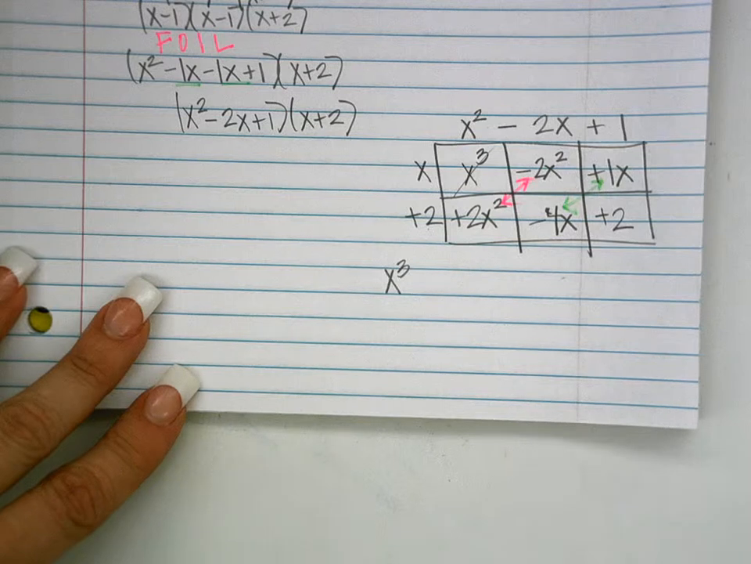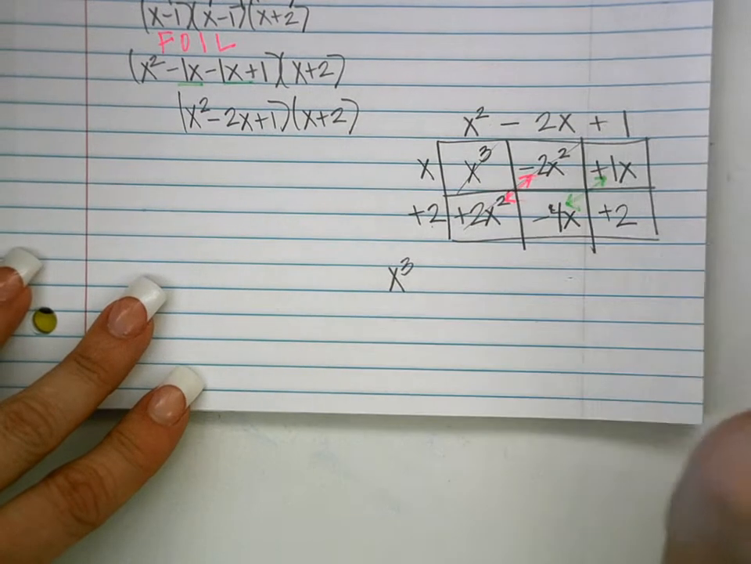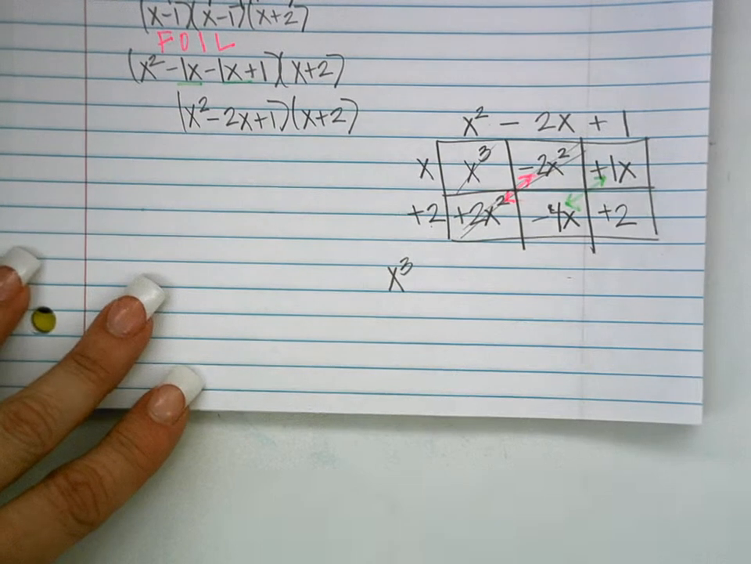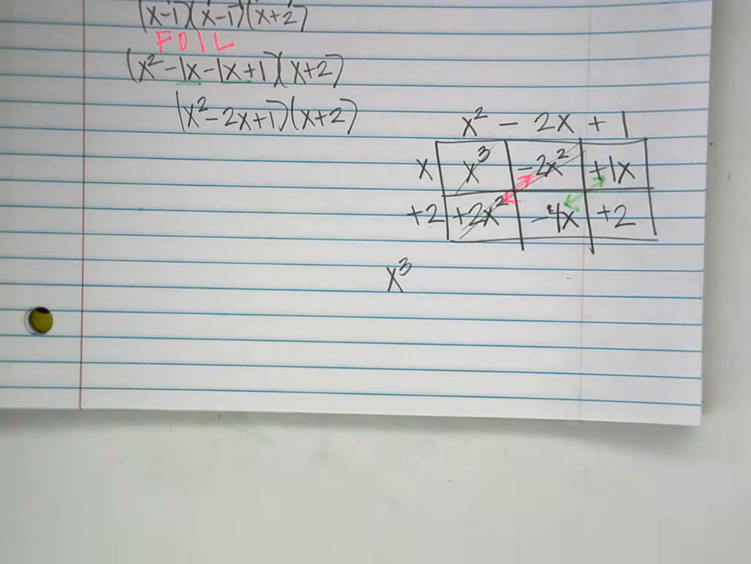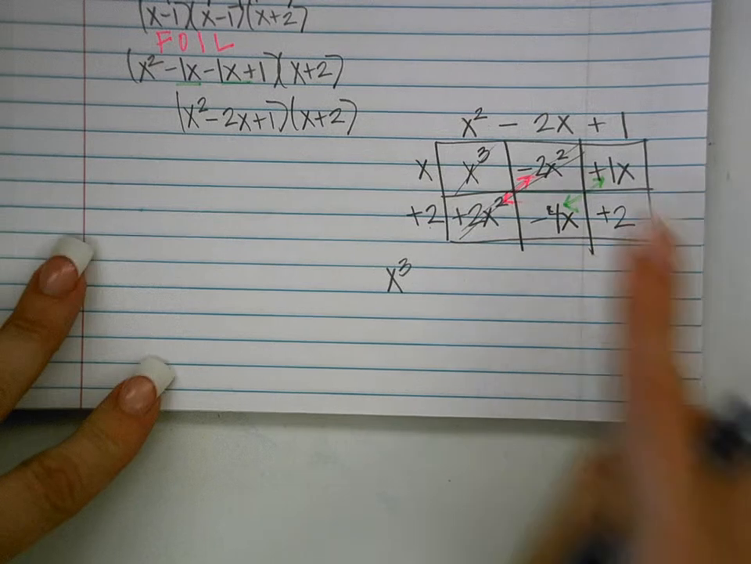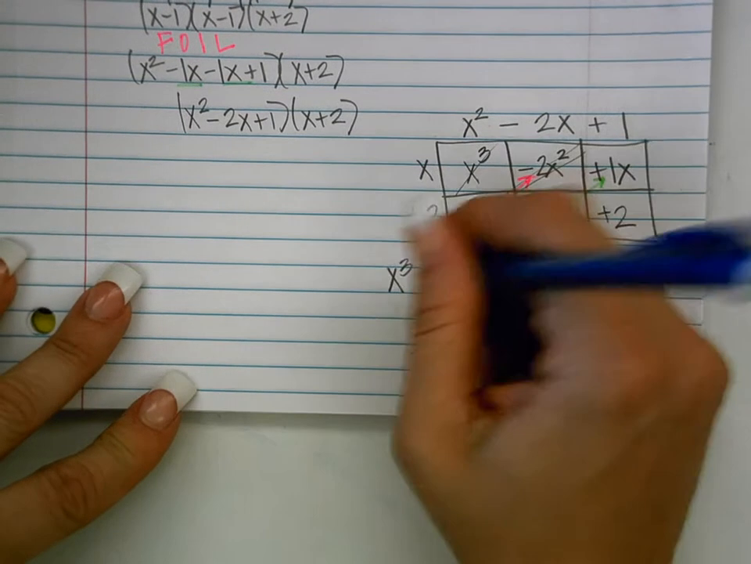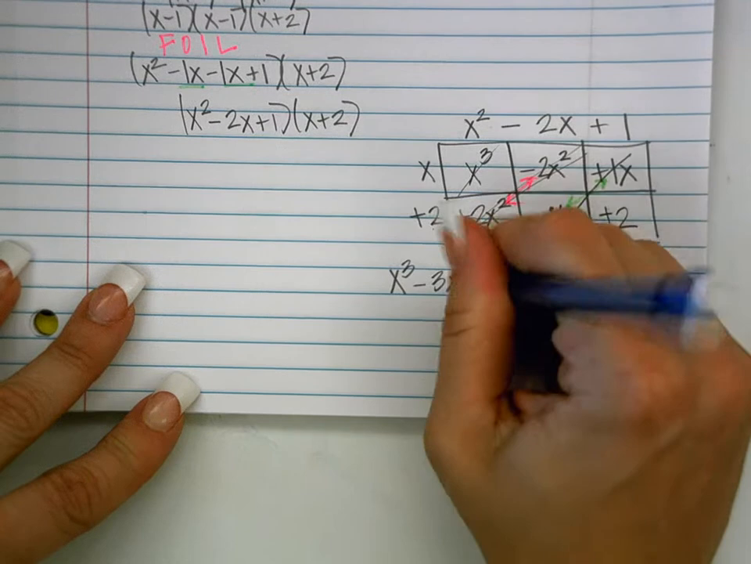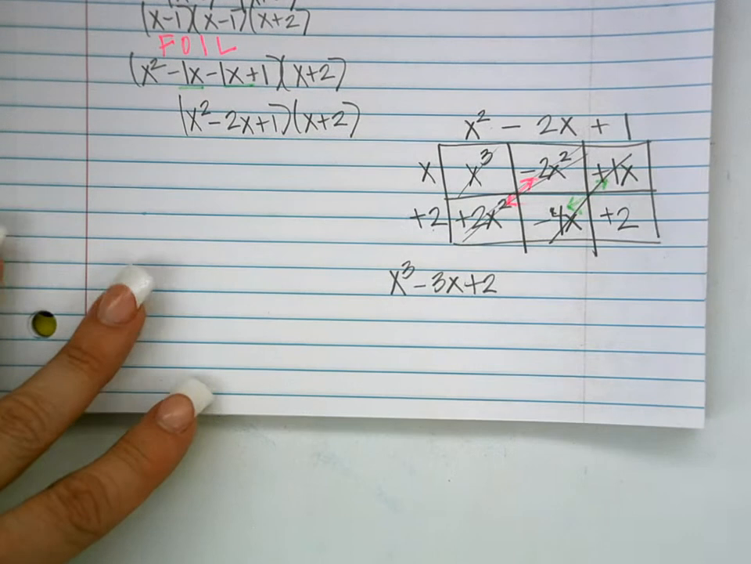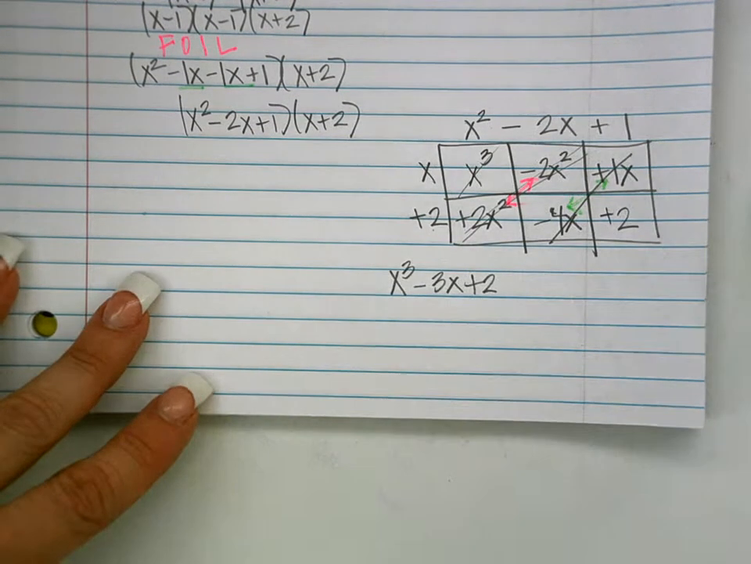Okay, these cancel each other out completely, so those go away. Negative 4x and positive 1x gives you what? Negative 3x. Minus 3x. Okay, those are gone. And then finally, a plus 2. That's your answer.